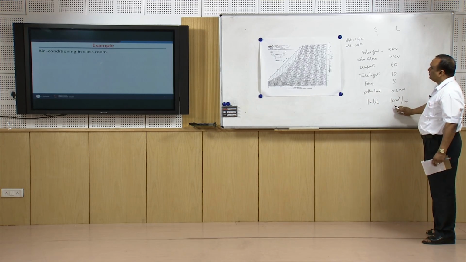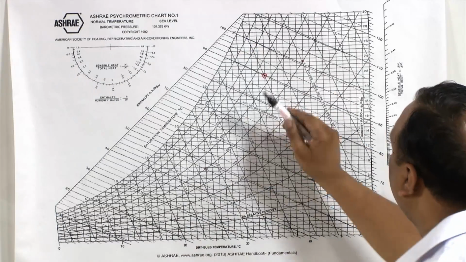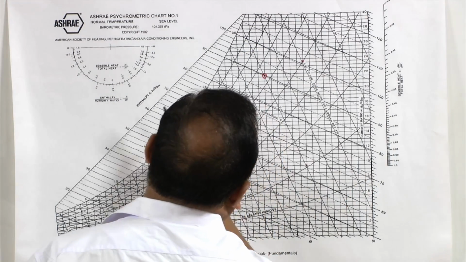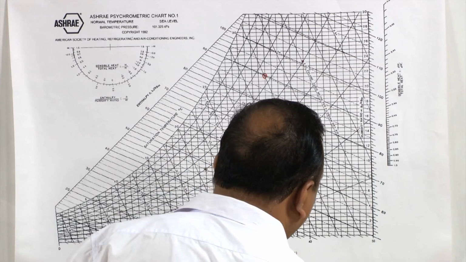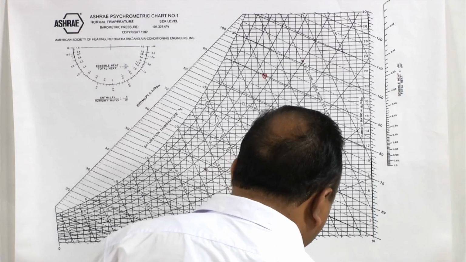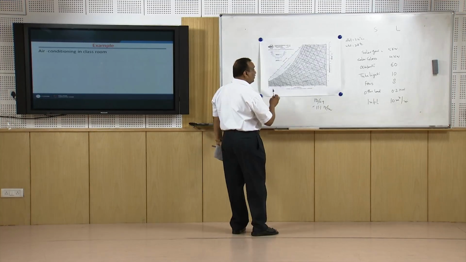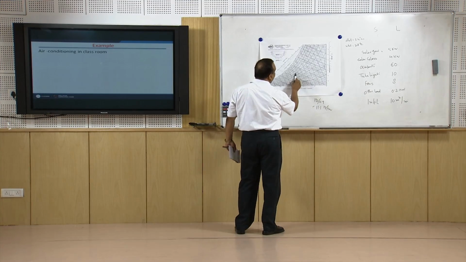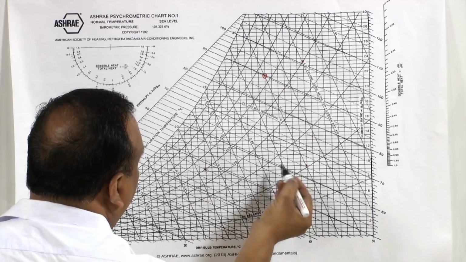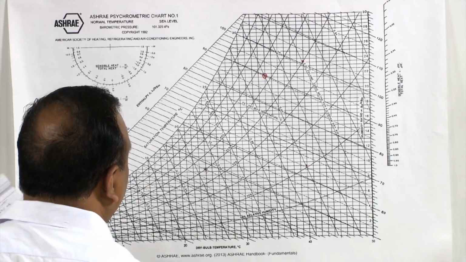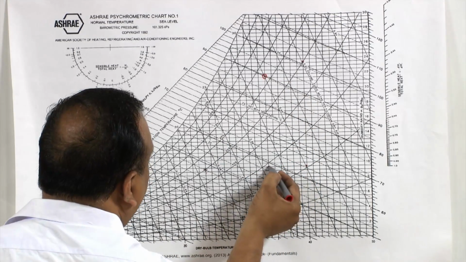Infiltration 10 meter cube per minute of air. Here the volume of the air is how much? Air volume is 0.9. So, 10 divided by 0.9, it is going to be 11.1 kg per minute, right. So, we have already done this exercise. This is the room condition. So, we will draw a vertical line from here and then we will get this is the latent heat addition by the infiltration air, this is the sensible heat addition by the infiltration air.